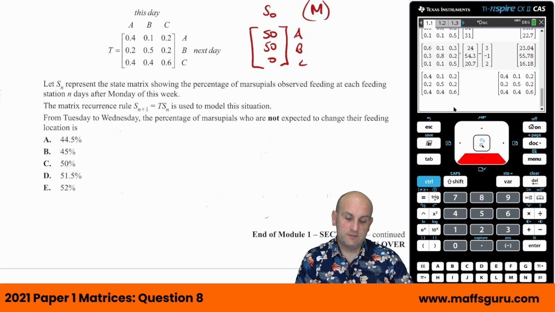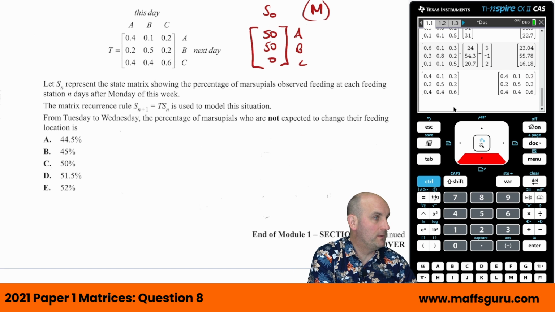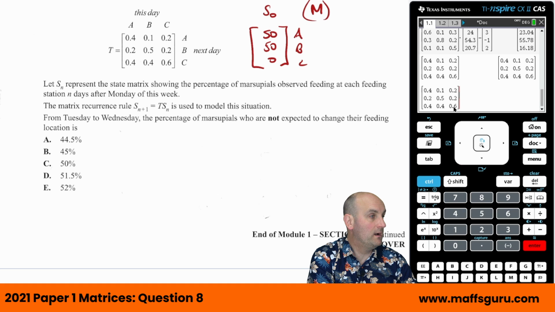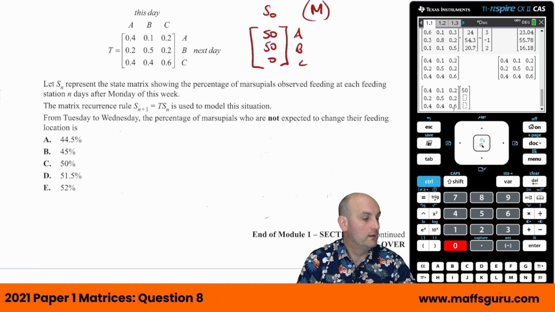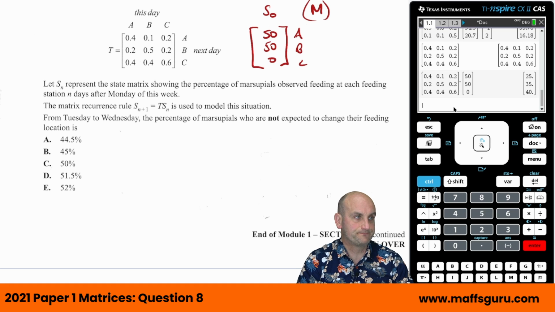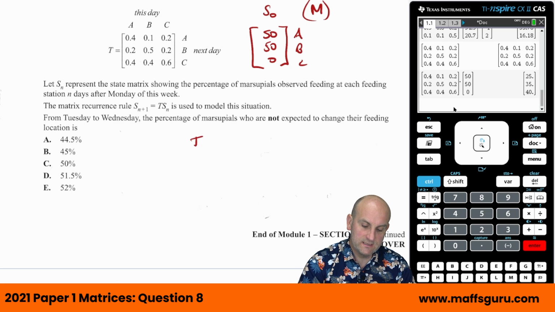All right, so there's my transition matrix in, and I am now going to multiply that by, he says, all right, so what am I going to put in there? 50, 50, and 0. So when I do that, that gives me Tuesday. So the percentage who are at Tuesday would be 25, 35, and 40.